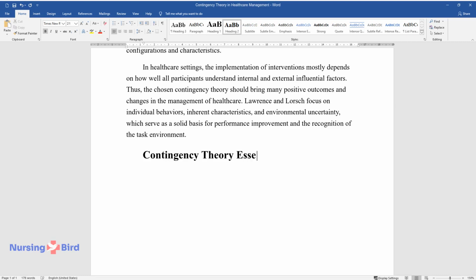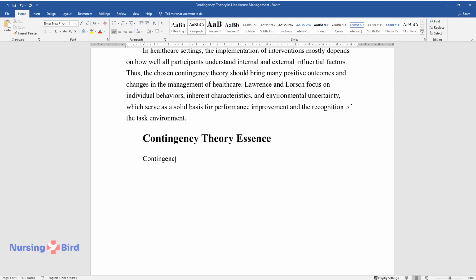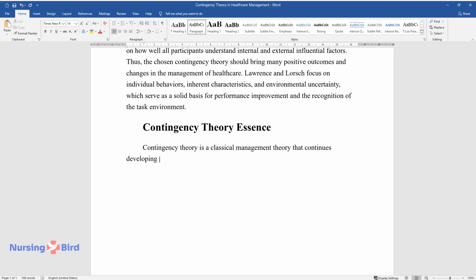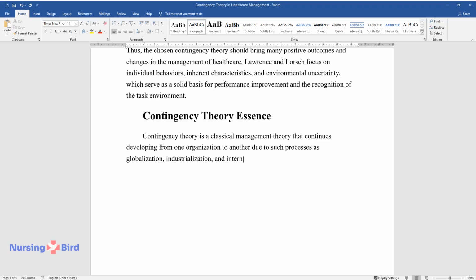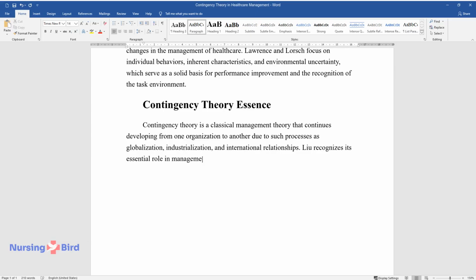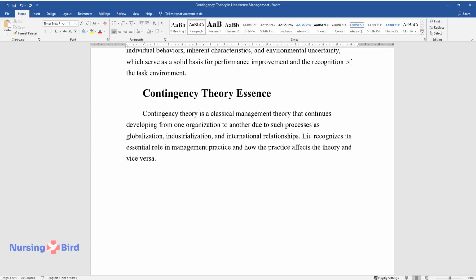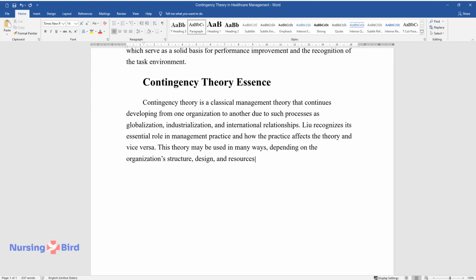Contingency theory essence. Contingency theory is a classical management theory that continues developing from one organization to another due to such processes as globalization, industrialization, and international relationships. Liu recognizes its essential role in management practice and how the practice affects the theory and vice versa. This theory may be used in many ways, depending on the organization's structure, design, and resources.